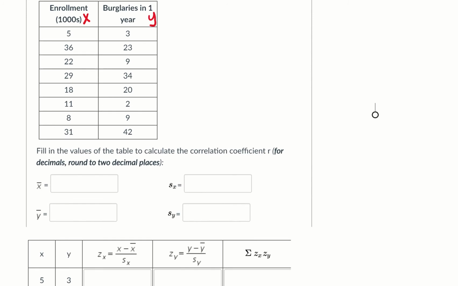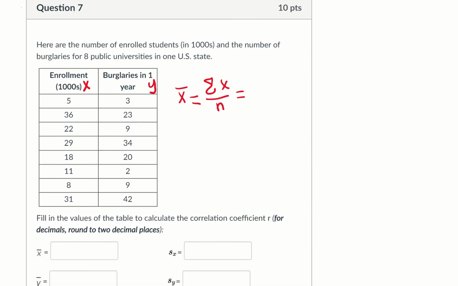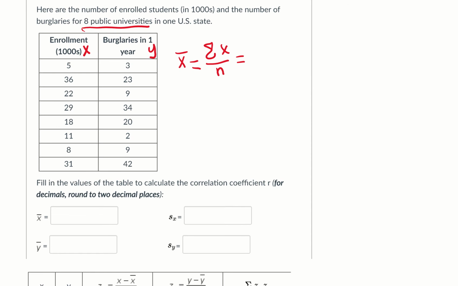So let's do X bar. That means we got to average these numbers out, right? So X bar is the sum of the X's divided by however many you have. And we have here 2, 4, 6, 8 things, 8 universities that we're looking at. So N is 8. So we're going to add these numbers up for X.